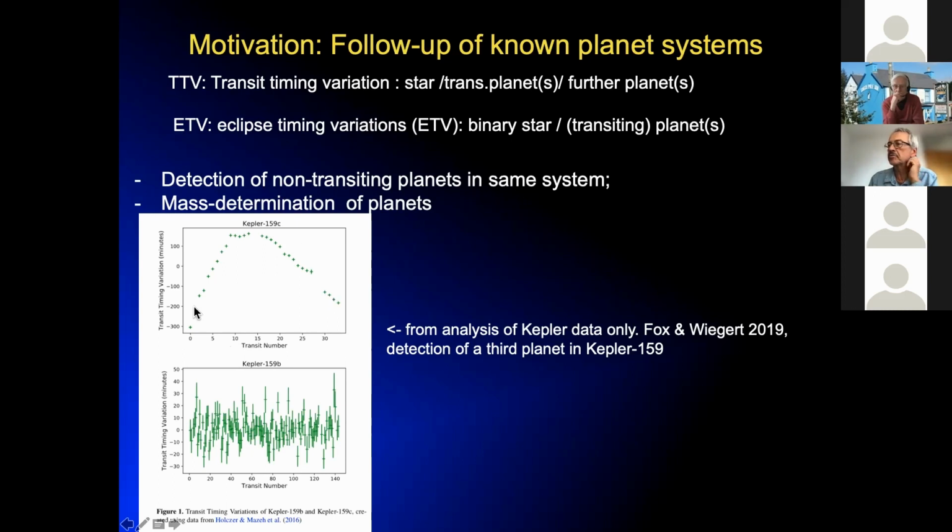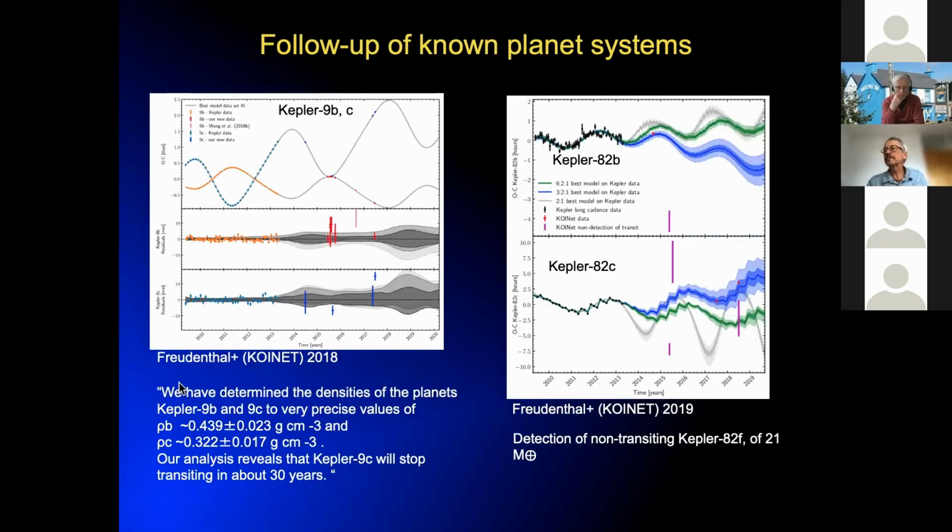This has been shown here in Kepler data already quite a while ago: from transit timing variations or period variations, they derive that there's a third planet in Kepler 159. These are so-called O-C diagrams, where the observed timings relative to predicted timings are shown, using a linear ephemeris.